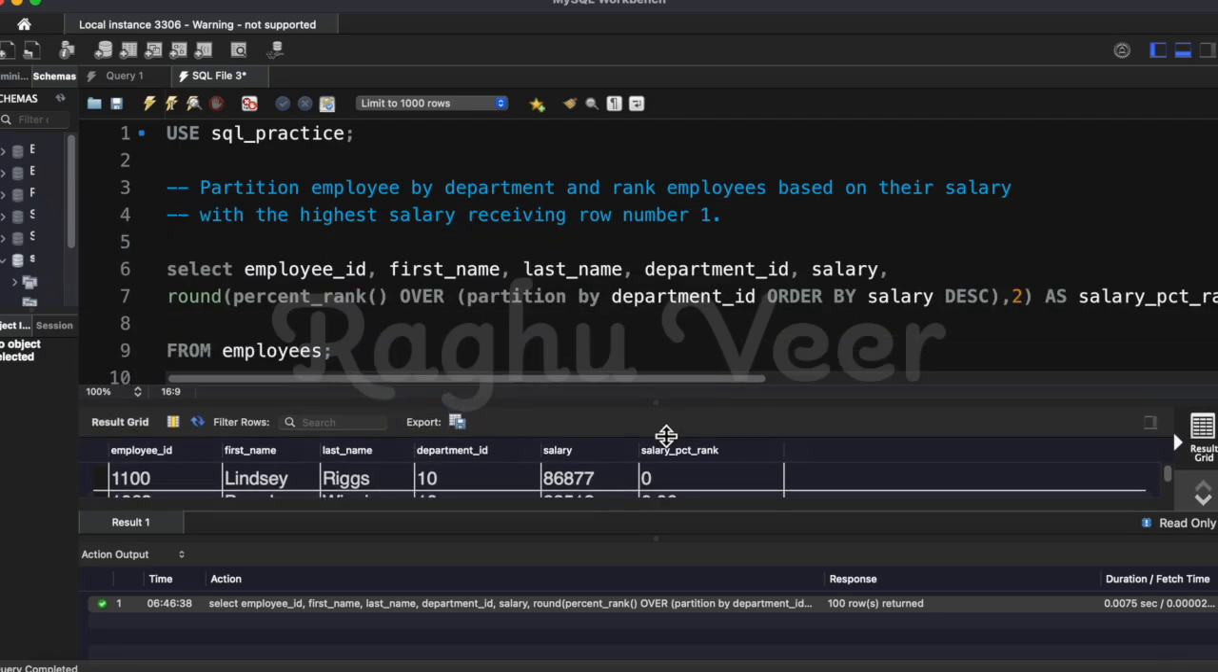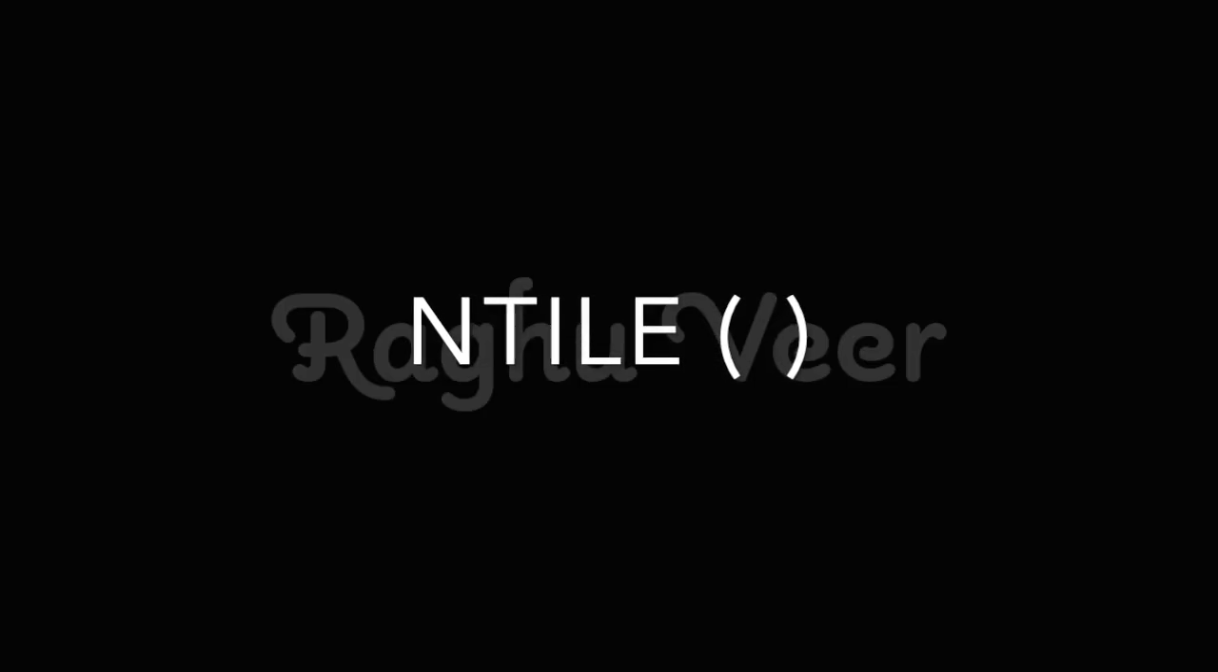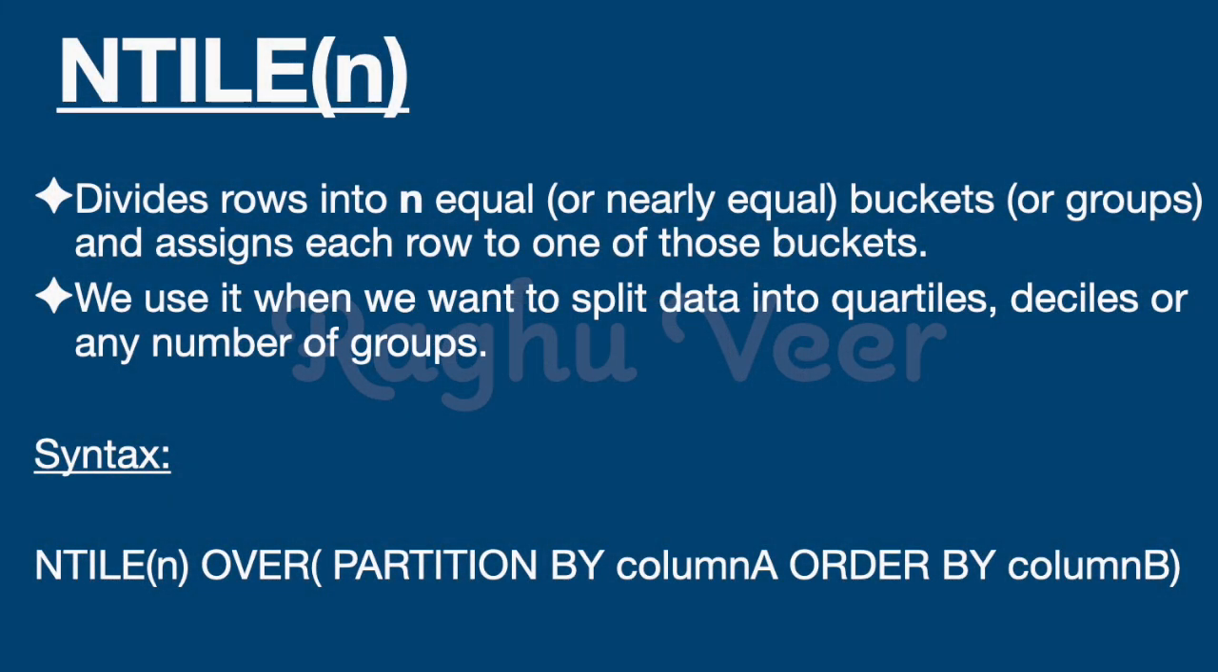The last window function we are going to look at in this video is NTILE. The NTILE N function divides the rows into n equal buckets and assigns each row to one of those buckets. We should define the value of n. For example, if you define n as 4, then we'll get the quartiles in that partition.